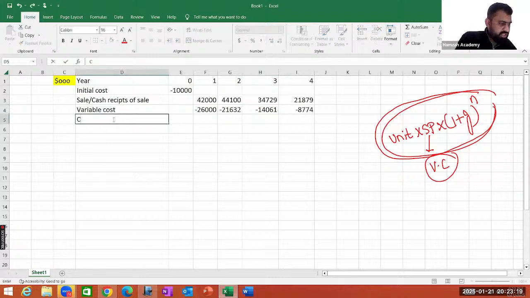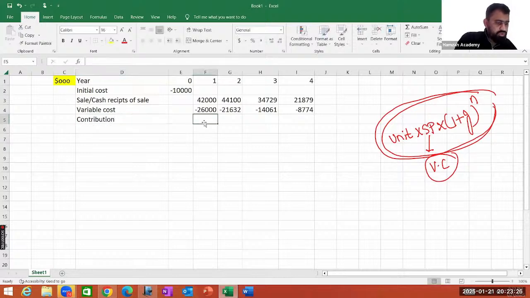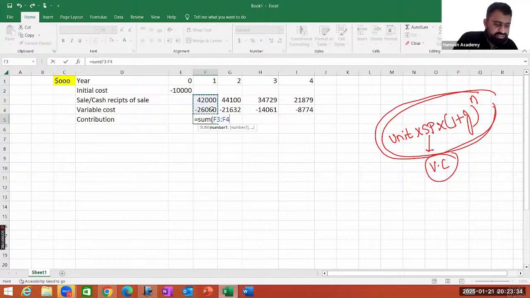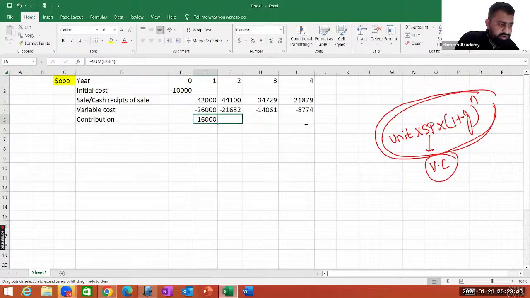Now, sale minus variable cost is contribution, so you can take the difference. For that, you take equal sum, open the bracket, and select the cells. You will get the contribution for year 1, and then you just copy the formula by dragging the cursor, and you will get the contribution for years 1, 2, 3, and 4.